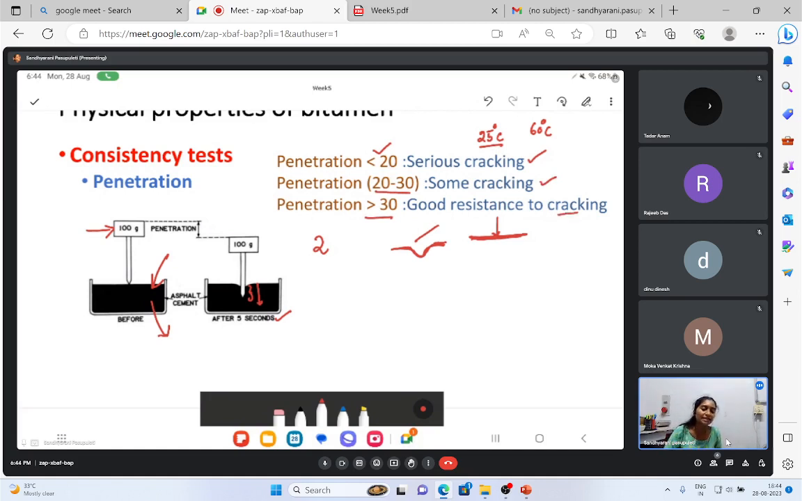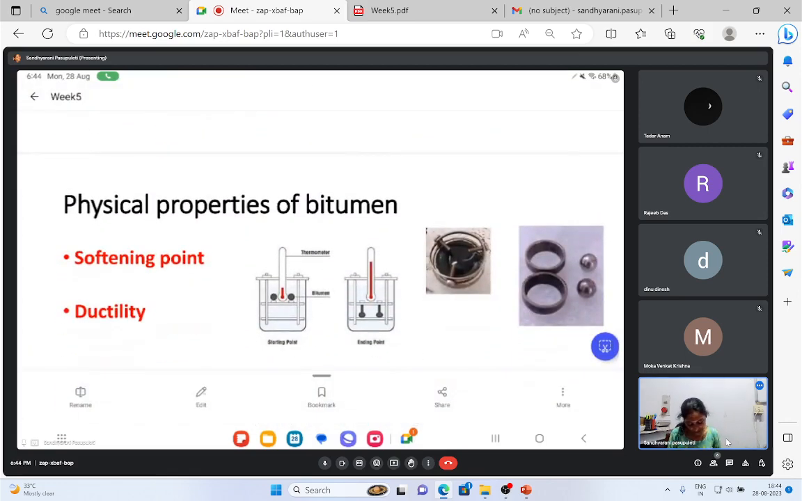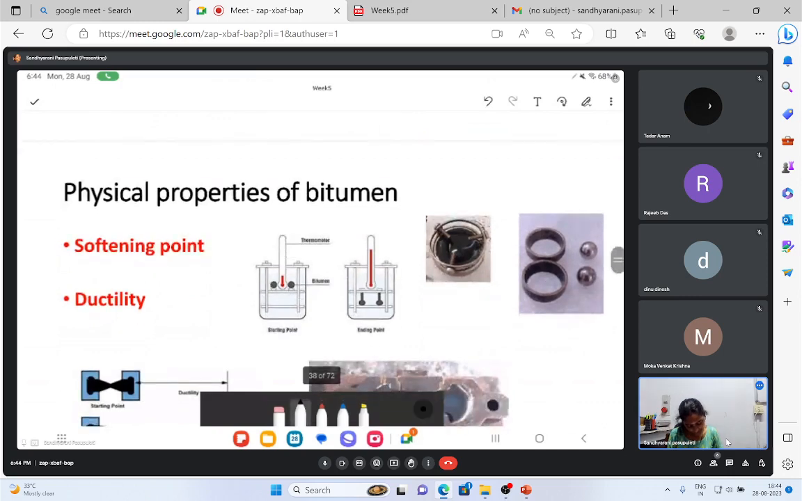Here we are talking in terms of only cracking. So, in addition to the penetration test, another consistency test is the softening point test.